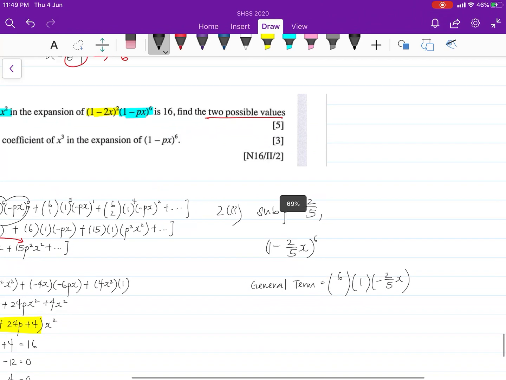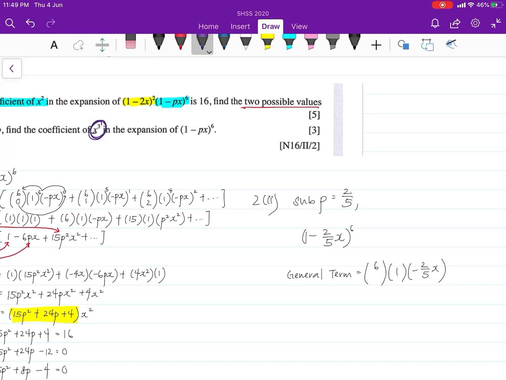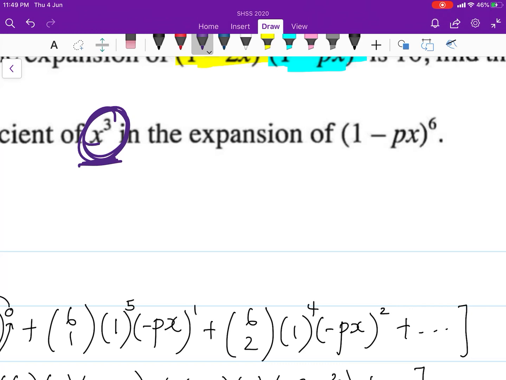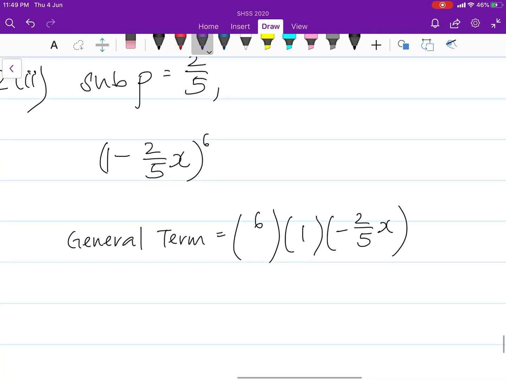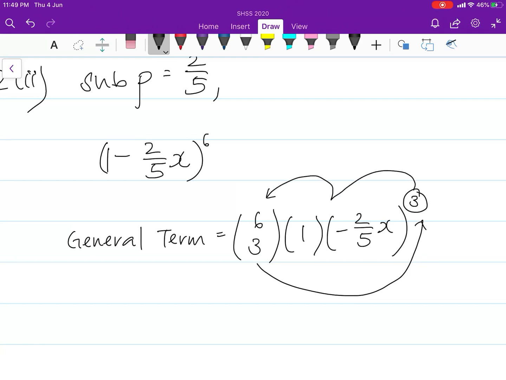Now, question asks for coefficient of x cubed. I want x cubed. So, in your general term, if I want x cubed, obviously, this number that I've mentioned here will be 3. Because that's the only way you're able to get x cubed. Okay, so we all know this number follows the same as this number. So this is 3. 3 plus what gives you 6? 3. So you will get the term in x cubed. So actually I shouldn't label general term. I'm using the concept of general term. But this is the term in x cubed.